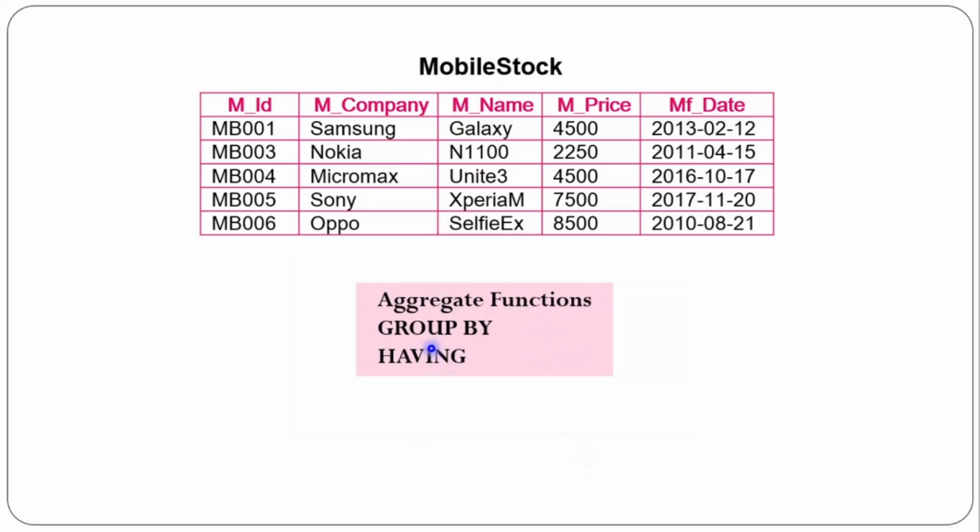After that, we learned aggregate functions like min, max, average, count and count star. After that, we learned the group by clause to group similar data and perform some logical operations. And we learned to apply conditions on this grouped result by using the having clause.